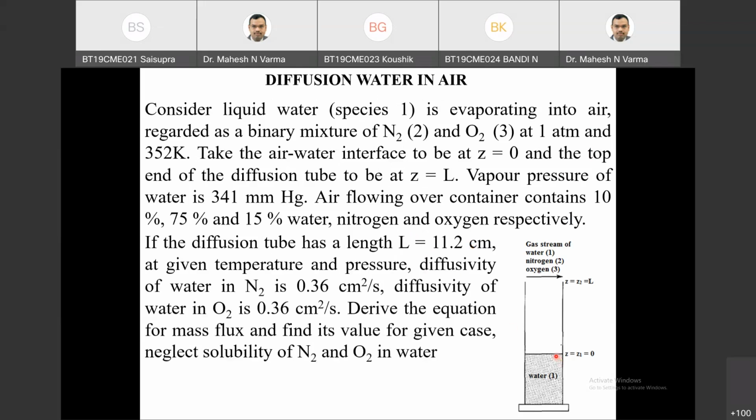So what is the concentration of air here? First of all, what is the concentration of water here at the interface? Air-water interface. What will be the concentration of water? Sir, it will be 15%. 15%. 0.9. Here, Z equals 0. Can you see my cursor? Yes, sir. So what will be the concentration of water at this interface? Water-air interface.